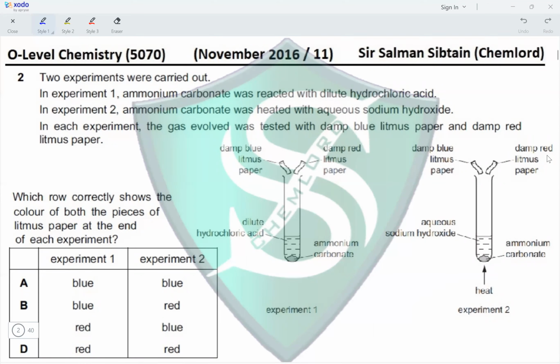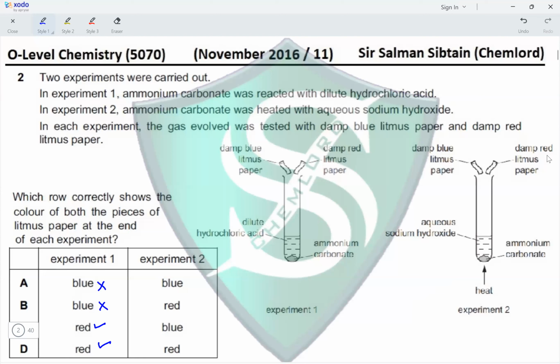Okay, so in experiment 1, we have got ammonium carbonate, which is an acidic salt, added to hydrochloric acid. So this reaction will not occur because both the species involved are acidic in nature. So when heated, the gas evolved would be gaseous HCl, which would turn damp blue litmus red and will have no effect on damp red litmus paper. So in experiment 1, both the litmus papers will turn red or will stay red. So options A and B have been eliminated.